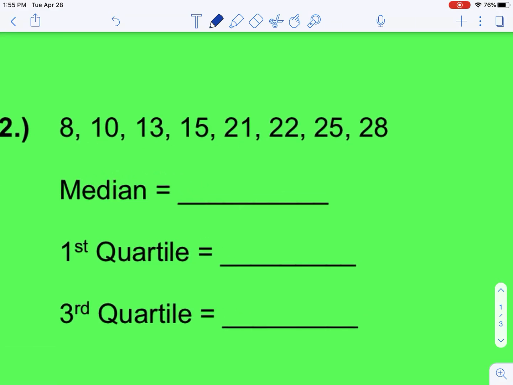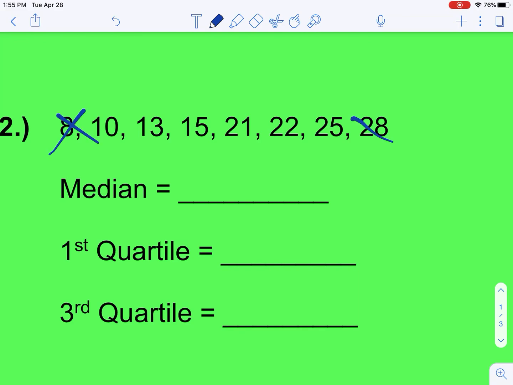Alright, another example, number 2. I'm going to cross off 1 from each side until I get to the middle. And this time I'm stuck with 2 left over. So what I want to do is find the middle of 15 and 21. And if you can't do that in your head by counting, it's really easy.